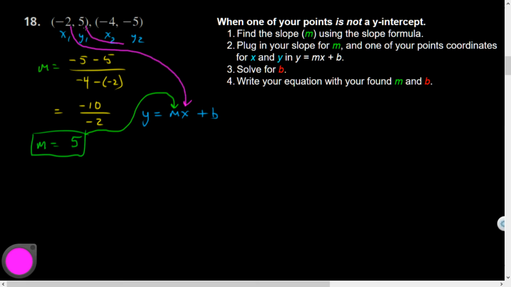And I'm going to plug in 5 for y. 5 equals 5 parentheses negative 2 plus b. And this is the classic line. This is so classic algebra. This is what we're doing. I plug in what I know and solve for what I don't.